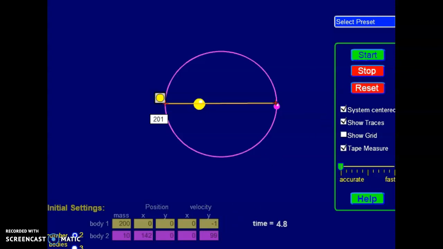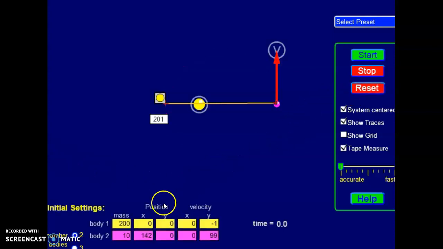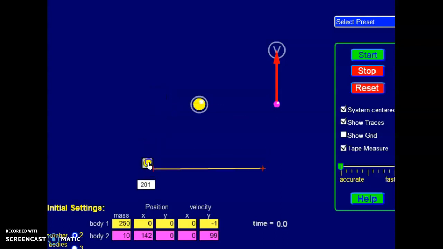Actually, turns out I just double checked. I'm not going to show you what to do with these numbers because I made a slight mistake. I just double checked on something else. And what I want to do first is I want to change the mass of the yellow object here, the sun. So I'm going to make it heavier. That has a reason. You'll see it in a minute or so. So I'm going to click the start button.